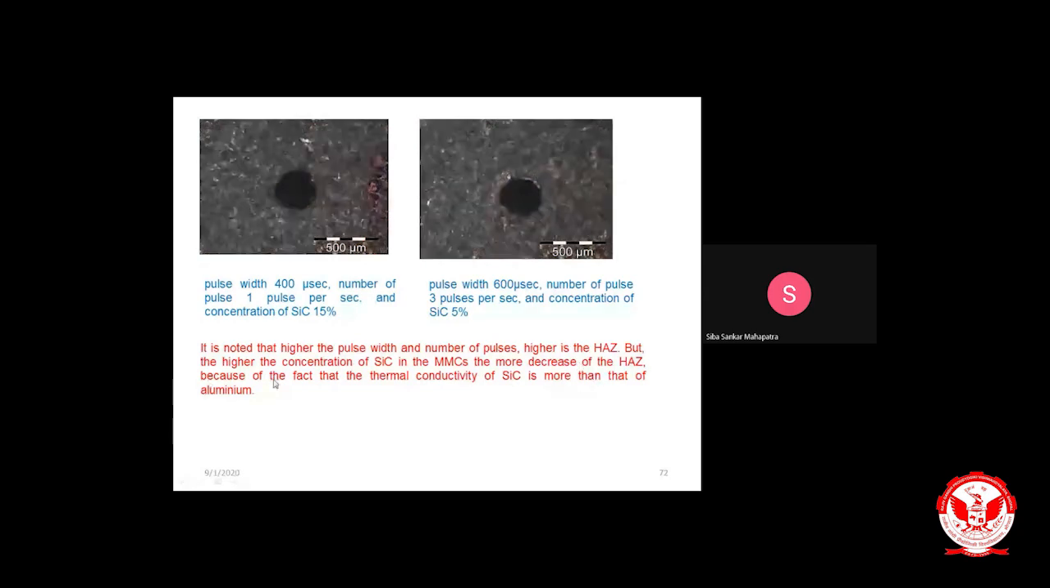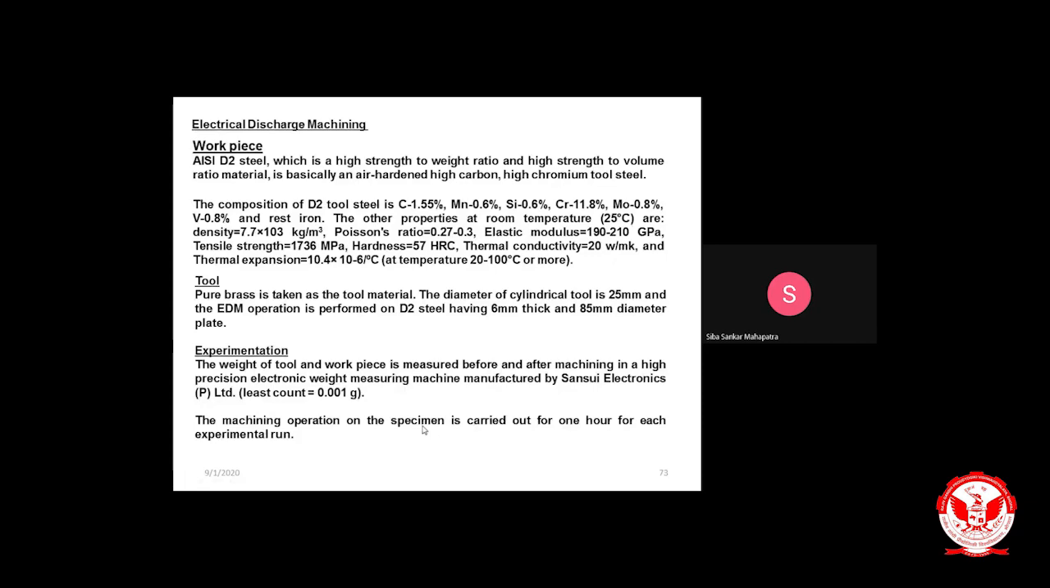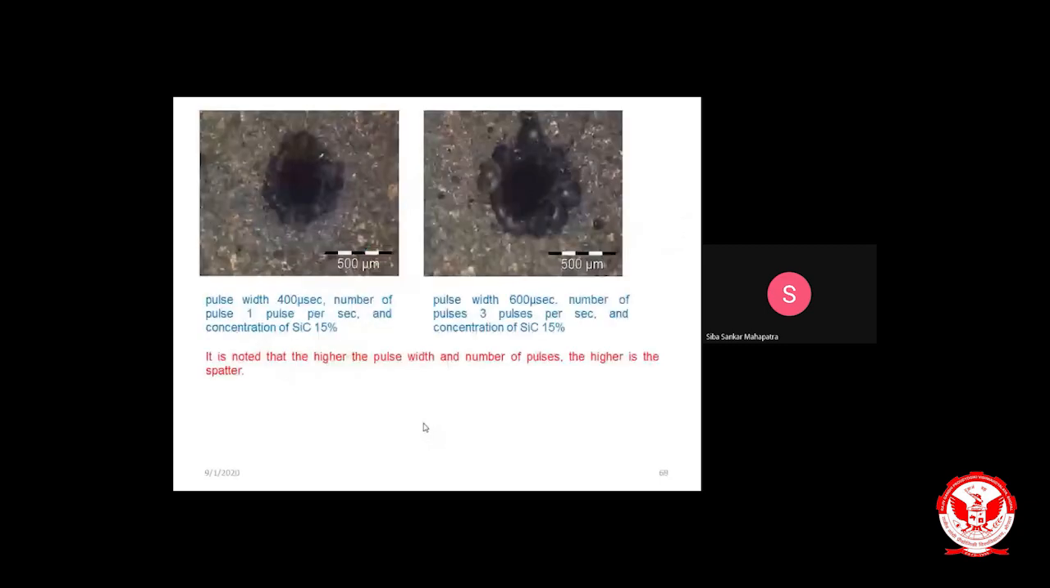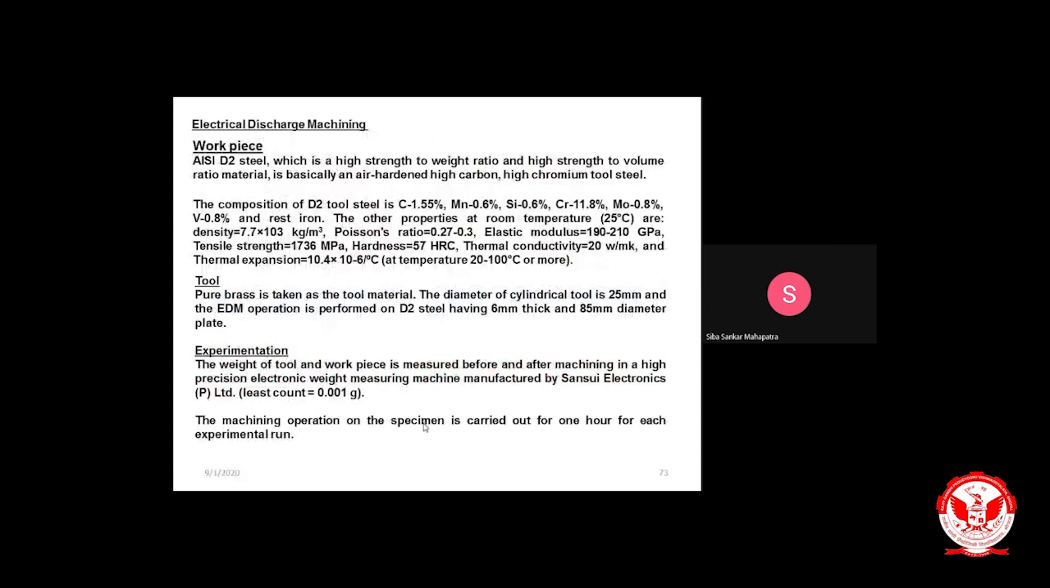But the higher the concentration of silicon carbide in the metal matrix composite, the more the heat affected zone decreases. If the concentration increases, the heat affected zone decreases, because the thermal conductivity of the silicon carbide is more than that of the aluminum. So once you conduct the experiment, get the equations, and analyze all the graphs, then you can find out really what happens with the process.